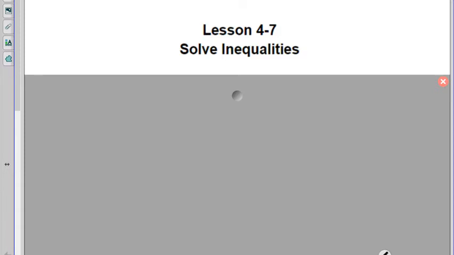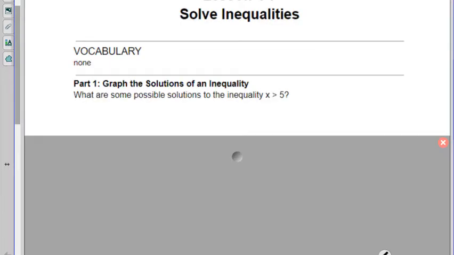Welcome to lesson 4-7. That's topic 4, lesson 7. Today we're going to solve some inequalities. You're going to find it's much like solving equations or equalities. Let's get into it. Let's start off by graphing what some of these solutions look like.